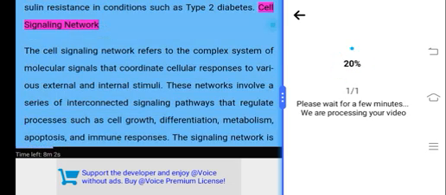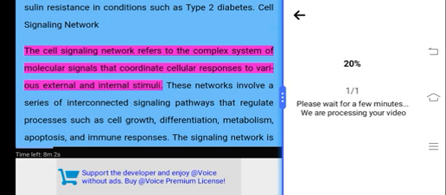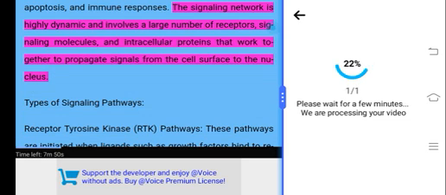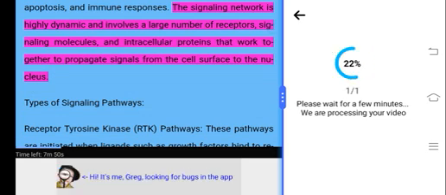Cell signaling network. The cell signaling network refers to the complex system of molecular signals that coordinate cellular responses to various external and internal stimuli. These networks involve a series of interconnected signaling pathways that regulate processes such as cell growth, differentiation, metabolism, apoptosis, and immune responses. The signaling network is highly dynamic and involves a large number of receptors, signaling molecules, and intracellular proteins that work together to propagate signals from the cell surface to the nucleus.